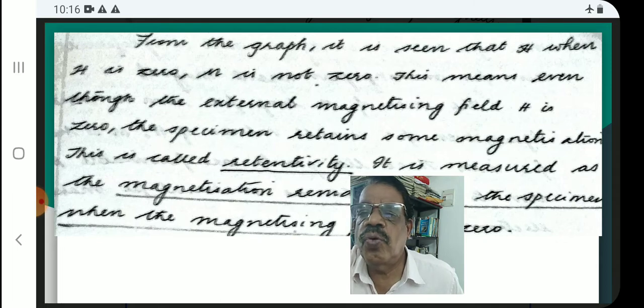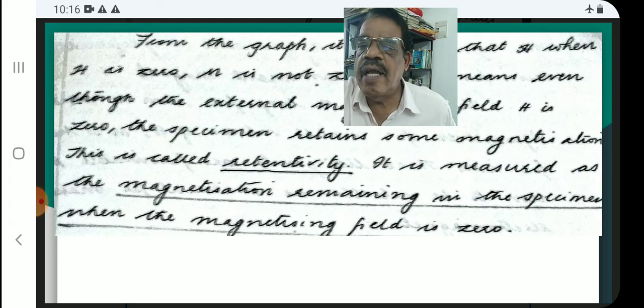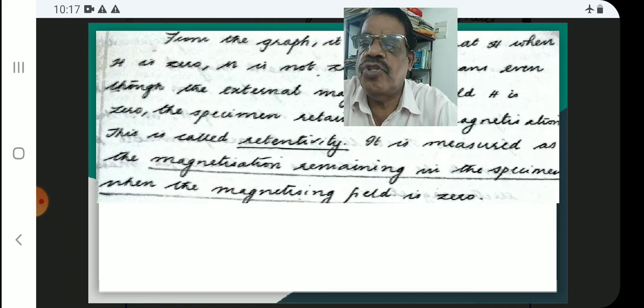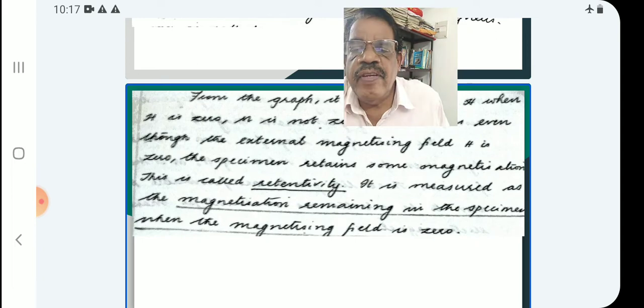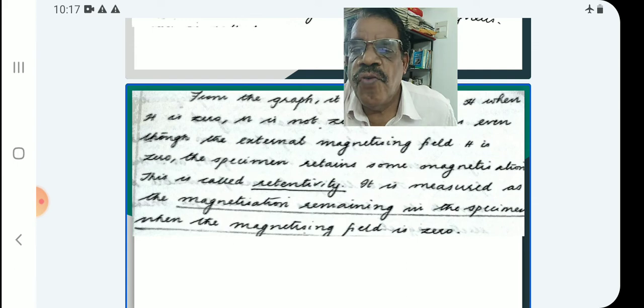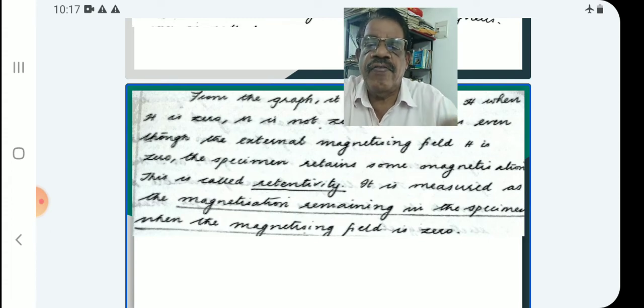This means even though the external magnetizing field H is 0, the specimen retains some magnetization. This is called retentivity. It is measured as the magnetization remaining in the specimen when the magnetic field is 0. The retentivity is defined as the magnetization remaining in the specimen when the magnetizing field is 0. The definition you study: it is measured as the magnetization remaining in the specimen when the magnetizing field is 0.